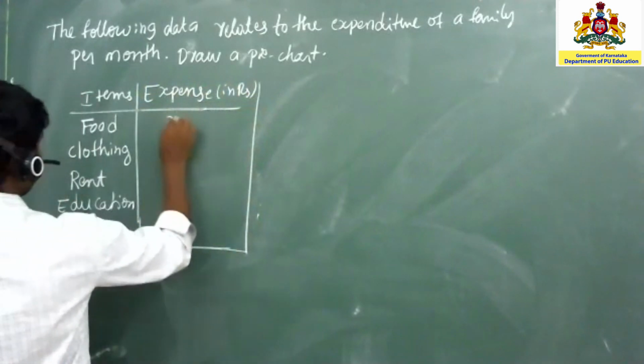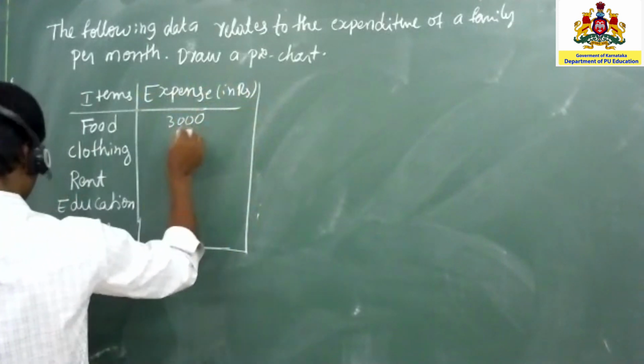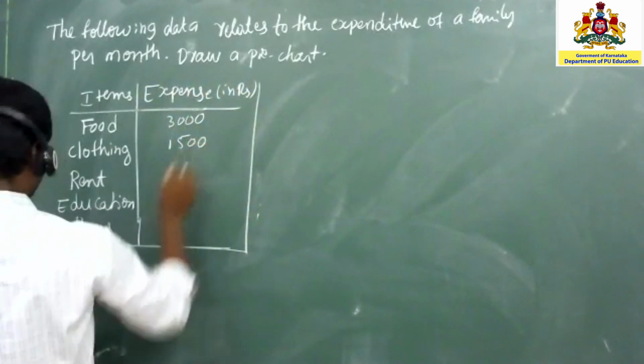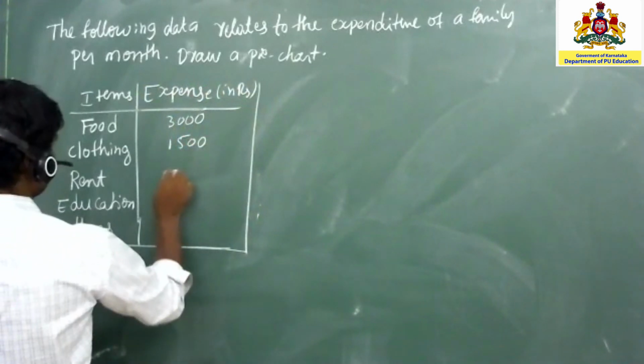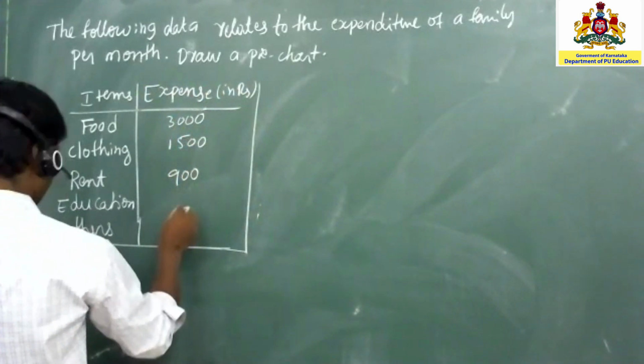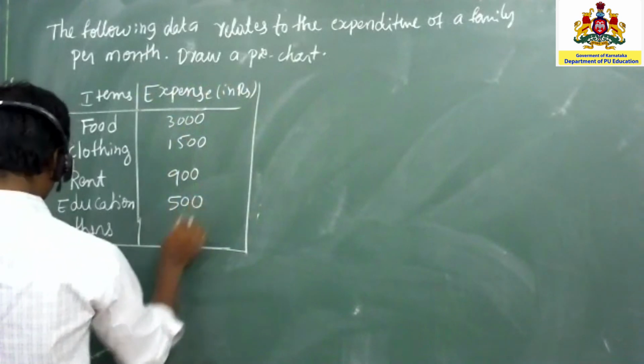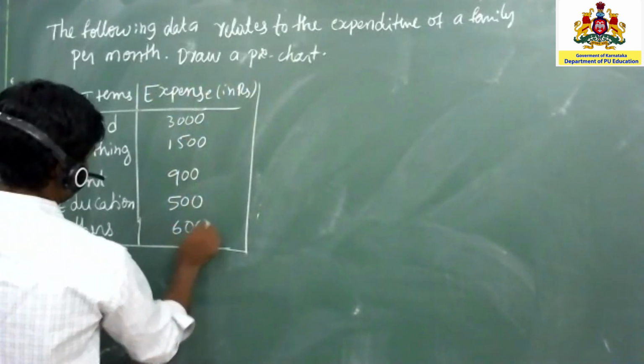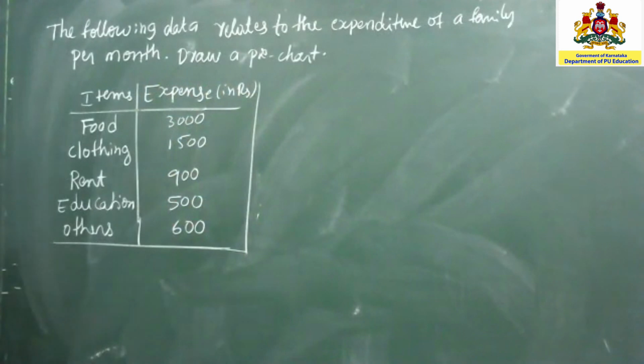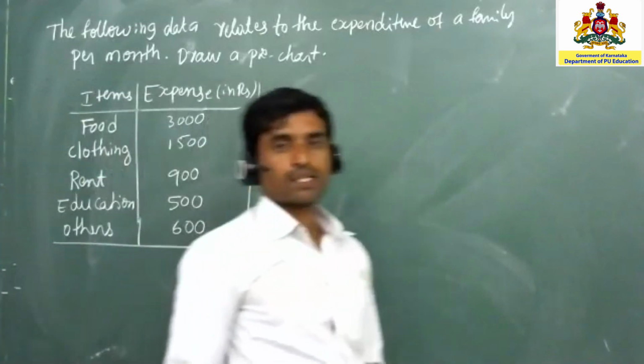The values are 1000, 1500, next one is 900, next one is 500, and next one is 600. So this is the given data.